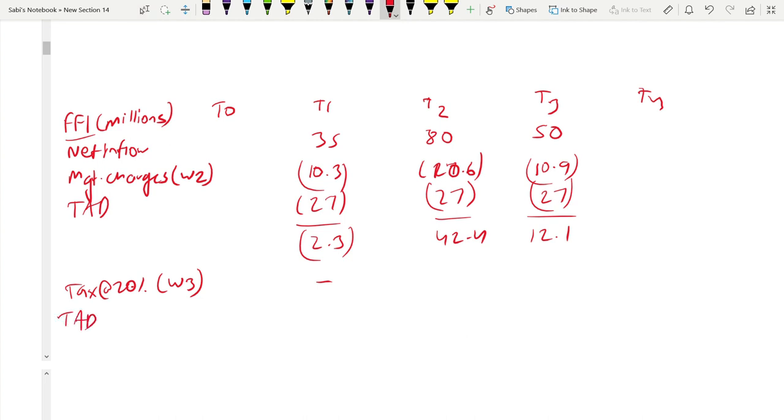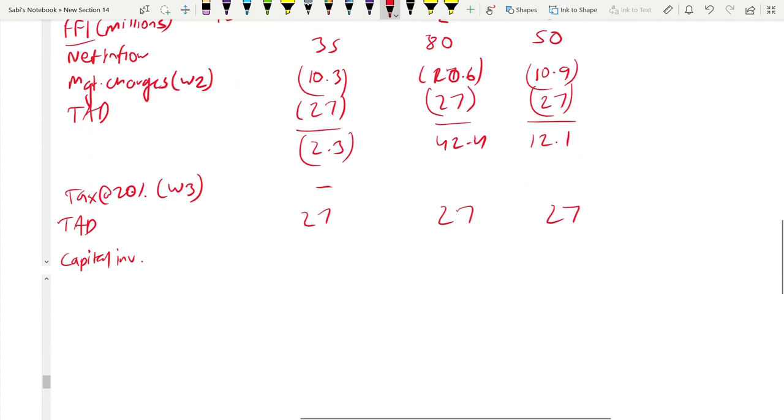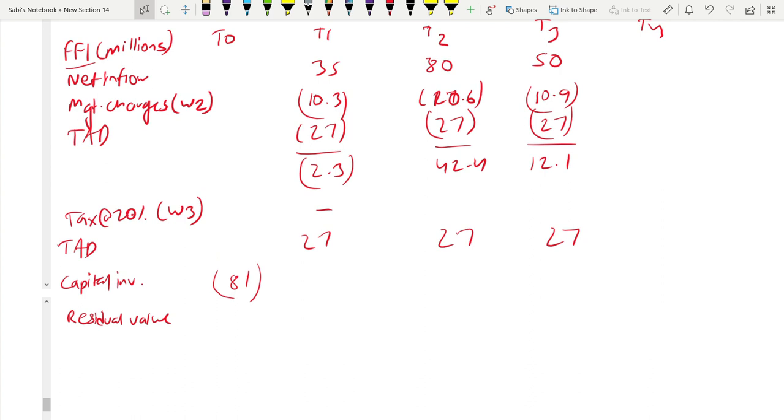Tax allowable depreciation, you need to add back again. Don't forget to add back. 27. And now any capital expenditure or investment, that is 81 in year 0. So 81. Then you have a residual value. All this does not require working. Residual value is 10, which has to be written when? In year 3, always the last year. Then we have tax on that residual value. Tax on residual value will be 20% on that 10, which is 2.